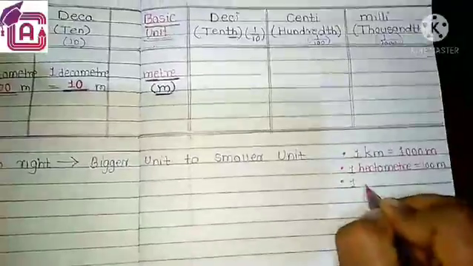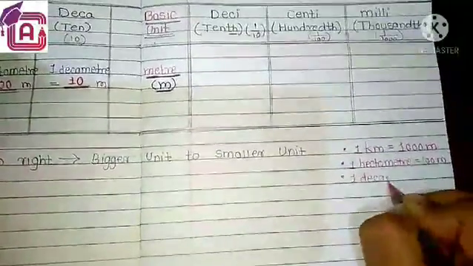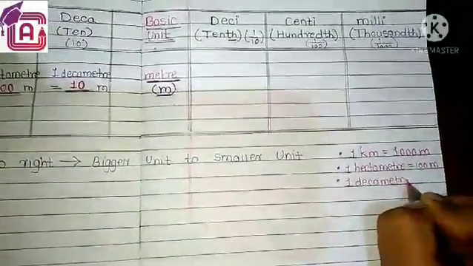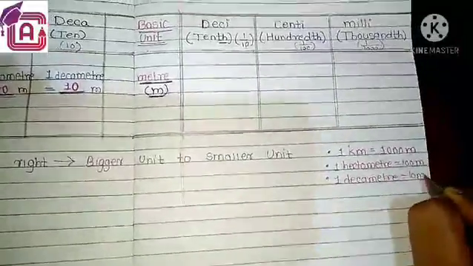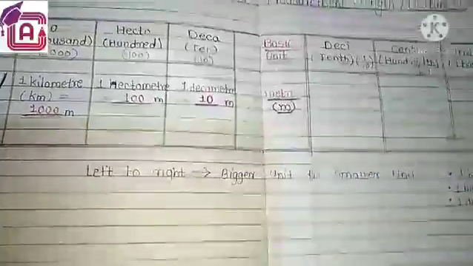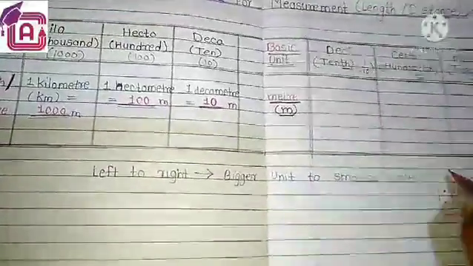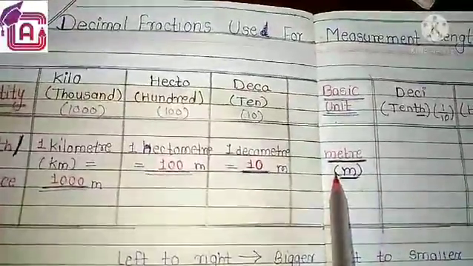1 decameter is equal to 10 meter. So one set is completed. That is 1 decameter is equal to 10 meter.